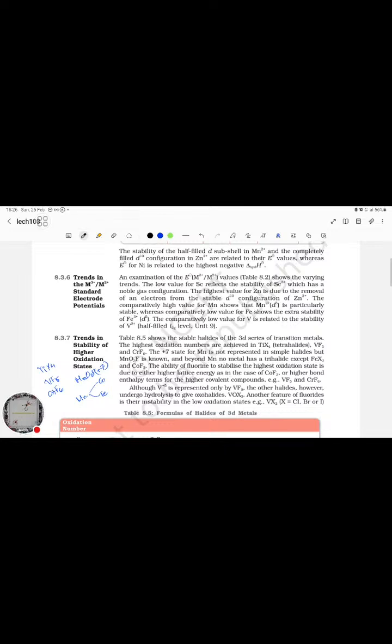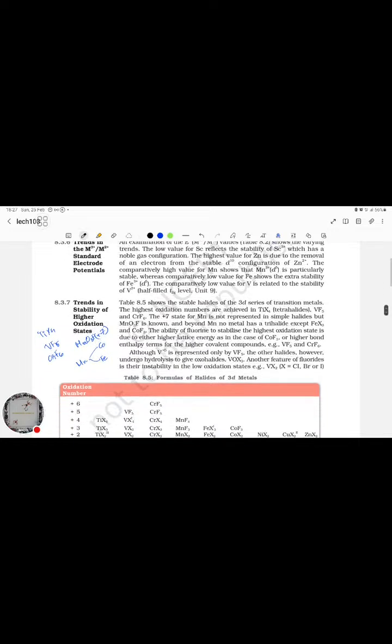If I'm trying to remove an electron from a d10 configuration, then obviously it will require more energy. The comparatively high value for manganese shows that it is basically a d5 configuration, and if I'm trying to remove an electron from a d5 configuration, then obviously its stability will be interrupted, which means more energy will be required for interrupting its stability. The comparatively low value for ferrum shows the extra stability of Fe3+.